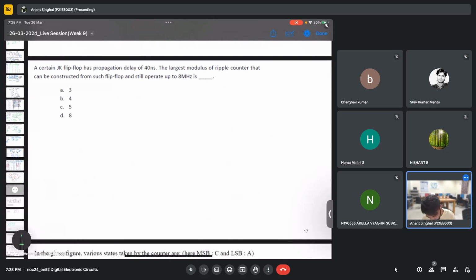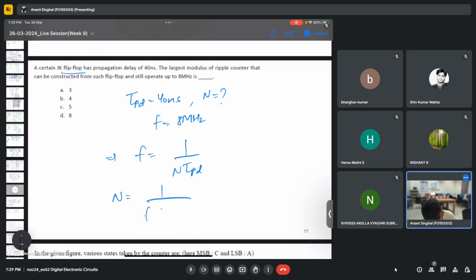Okay, so it is again a simple question which is already done. A certain JK flip-flop has a propagation delay of 40 nanoseconds. The largest modulus of a ripple counter that can be constructed is, it is asking for a frequency of 8 megahertz. So frequency is nothing but 1 by n tau PD. Both of these things are given, so you can calculate 1 by 40 nano into 8 mega. So this will be 100.